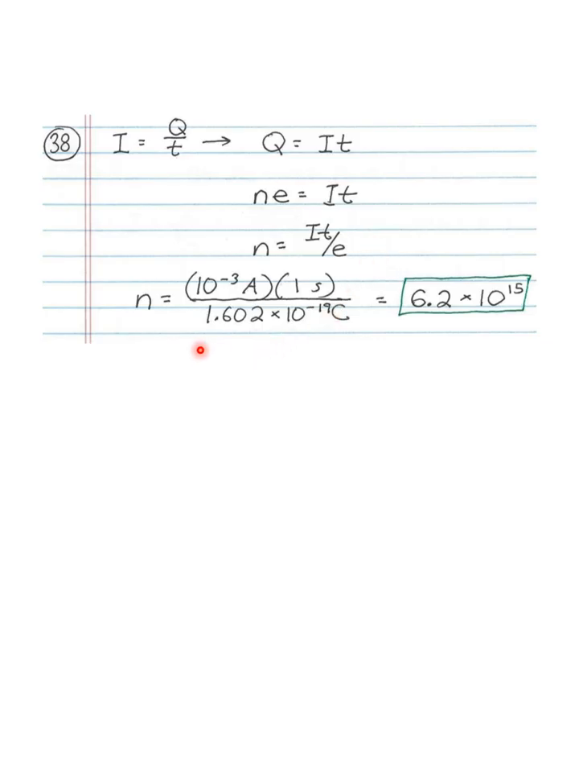And so we plug in those values. 1 milliampere is 10 to the negative 3 amperes. The question is asking about a time of 1 second. Divide by the elementary charge. And we get 6.2 times 10 to the 15 power electrons.